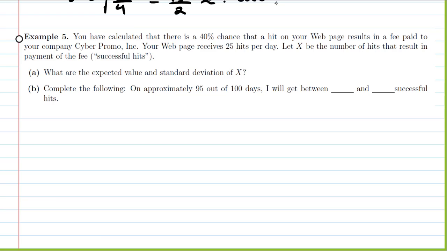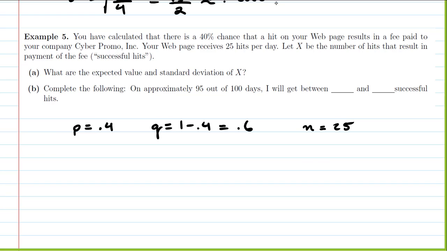Perfect. So we have calculated that there is a 40% chance that a hit on your web page results in a fee paid. So let's define that fee paid to be a success. So the probability of success is going to be 0.4. Then Q is going to be 1 minus 0.4, so the probability of failure is going to be 0.6. If our web page receives 25 hits per day, that would be our N. Let X be the number of hits that result in the payment of a fee.